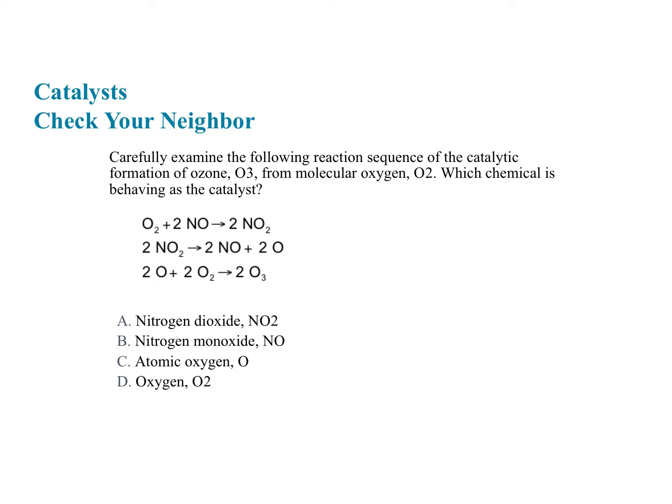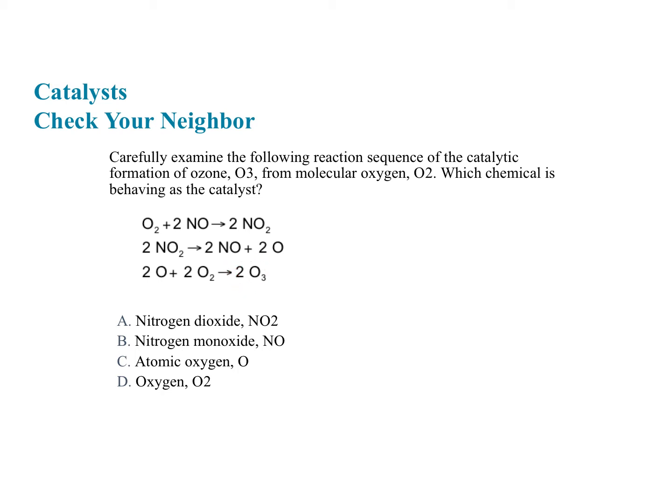Okay, so now let's look at an example. I've got ozone, O3, that I want to form from molecular oxygen, O2. And so this process occurs as follows. I've got O2 plus 2NO, and that forms 2NO2. That's one of my intermediary reactions here. And so now I've got 2NO2, that forms 2NO plus 2O. And then my 2O combined with my 2O2 to form 2O3.